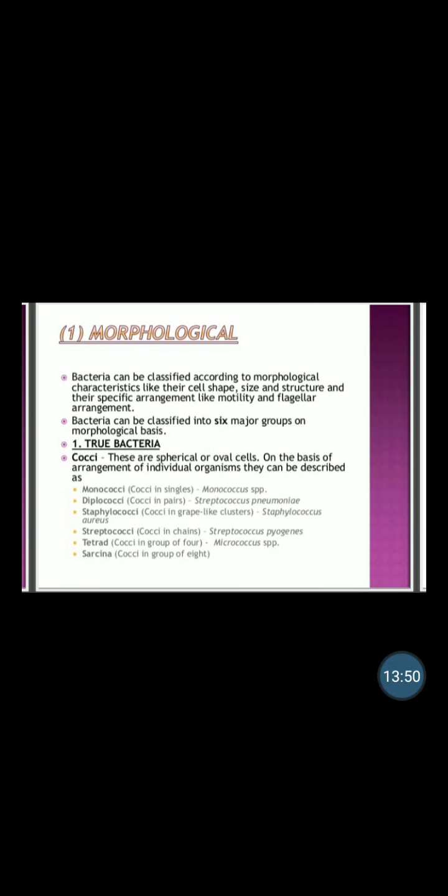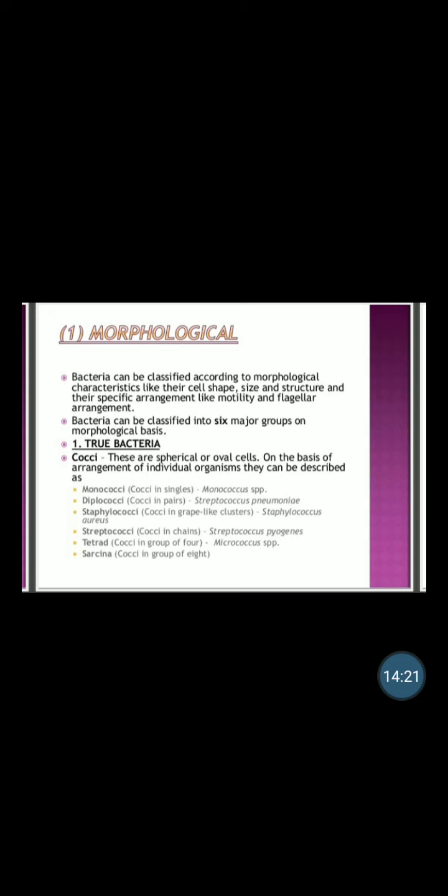First, morphological classification. The bacteria are classified according to the morphological characteristics, for example, shape, size, structure, and their specific arrangement, for example, motility and flagellar arrangement. On the basis of morphology, it is divided into 6.